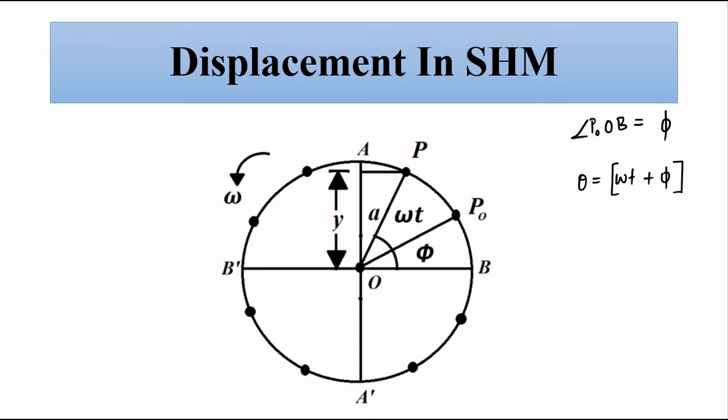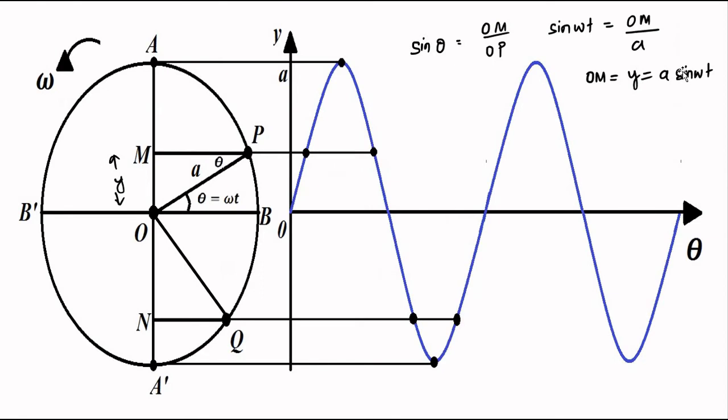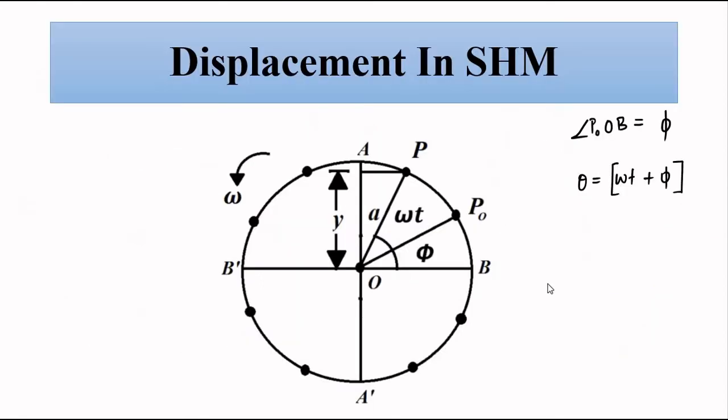So in that case it will become like this, the same thing, y = A sin ωt. Instead of that, the instantaneous displacement will become y = A sin(ωt + φ). This will be the general displacement equation.